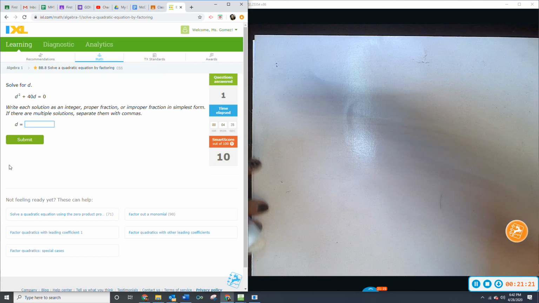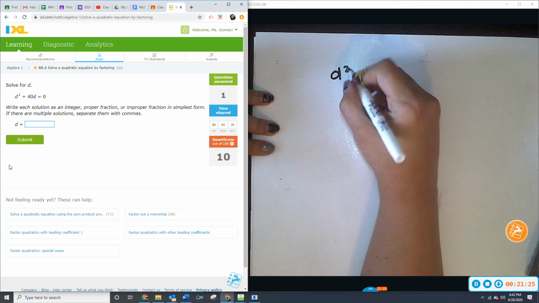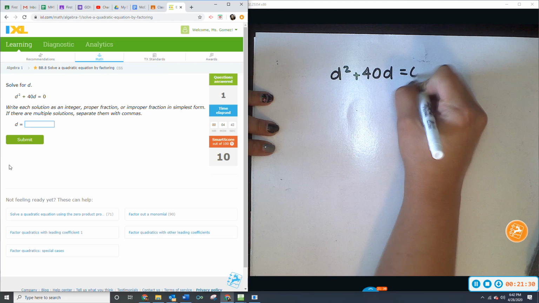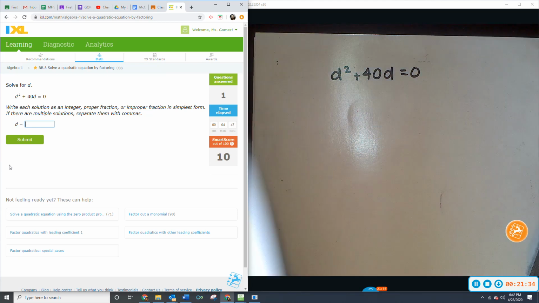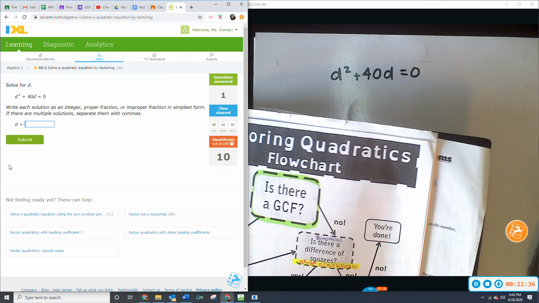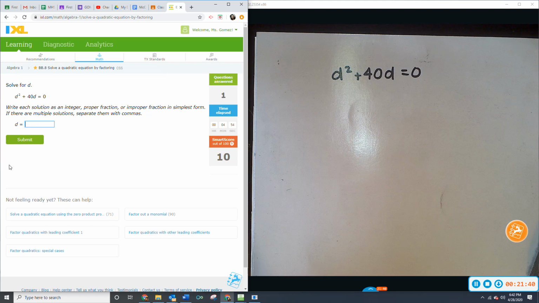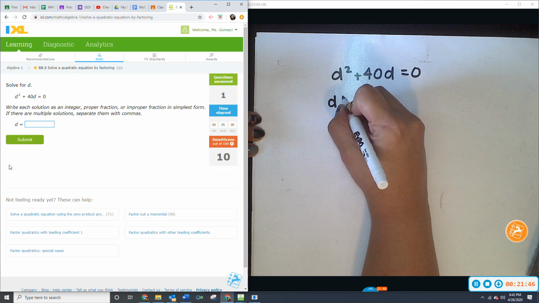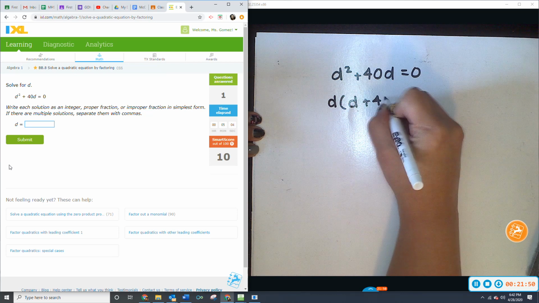All right. Now, we went from an easy one to one that's even easier. So we have d squared plus 40d is equal to 0. Remember, first and foremost, you always, always, always ask yourself, is there a GCF? Duh! What do they both have in common? D. So let's factor that out. So that would be d times d plus 40 equals 0.